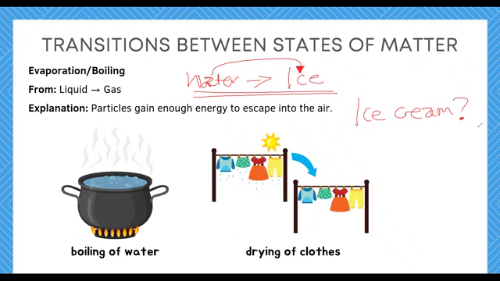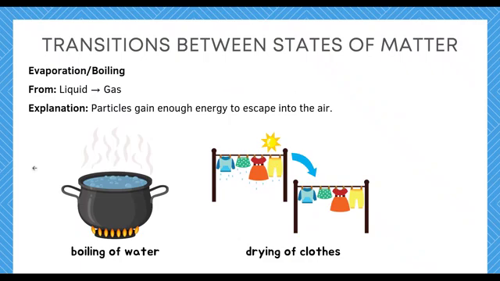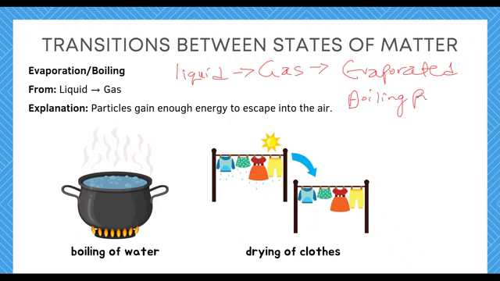So the next transition between the states of matter we want to look at is the evaporation or the process of boiling. Now, it is possible for a liquid to change into a gas. A liquid cannot just change into a solid. A liquid can also be changed into a gas. When that happens, we simply say that liquid has evaporated, or it has reached its boiling point. There are two ways we can describe it. We either say it has reached its boiling point or it has evaporated.